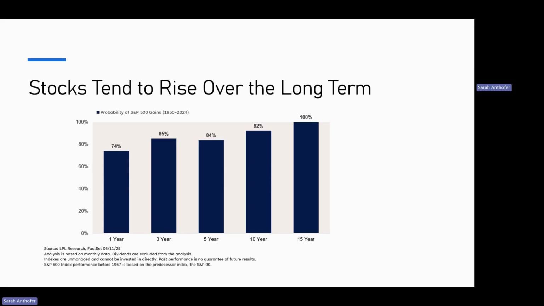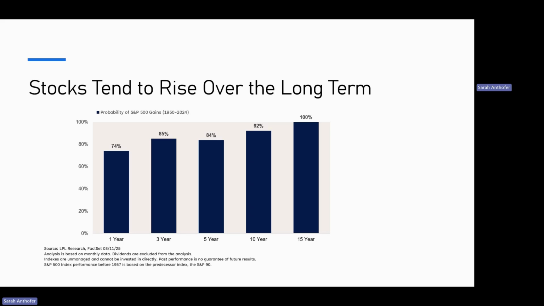You can get mutual funds or ETFs that try to mirror the S&P 500. It's important to note they are not actually investing in the S&P 500. They're investing in something that is intending to mirror that. We call those passively managed options. If I was to invest in one of those options for 1 year, there is about a 74% chance that I would have an increase, or my stock would rise over that period of time.